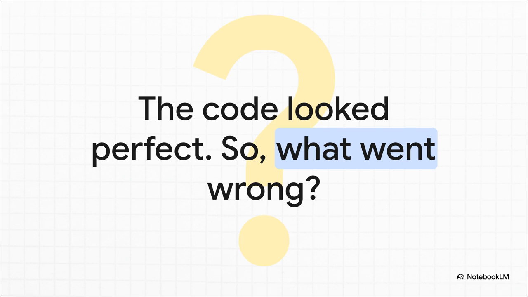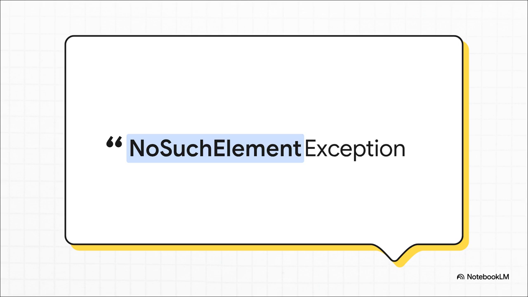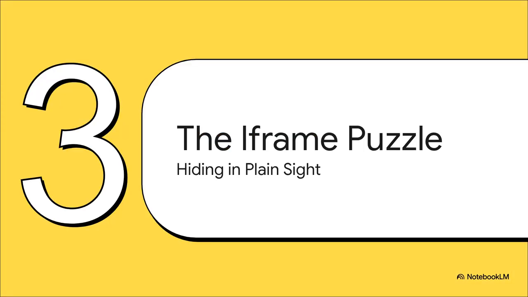But here's the thing. The first rule of debugging is that the answer is always, always waiting for you in the error message. And boom, there it is, our very first clue. No such element exception. Now, this isn't just a random failure, it's a message. The script is basically screaming at us. Hey, I couldn't even find the resize handle you told me to look for. It's saying it's not on the page, or at least not where it's looking. So we gotta do a little digging.